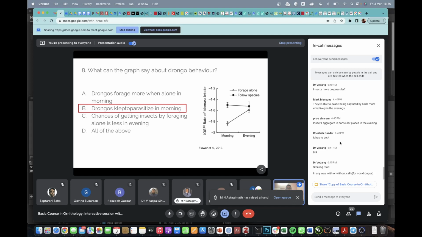So basically for that to happen in the morning, the leaders of the mixed flock have to glean on the ground or on the bark. So that's how kleptoparasitism is more common in mornings. So yeah, I mean, B is the more plausible answer is what I'm saying.